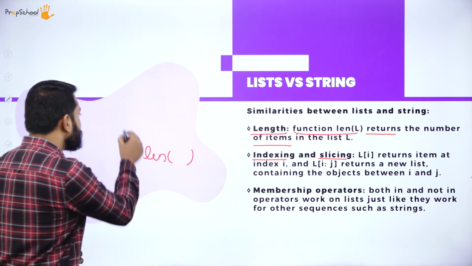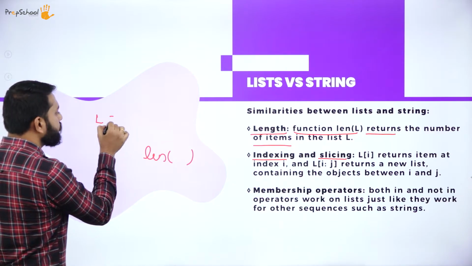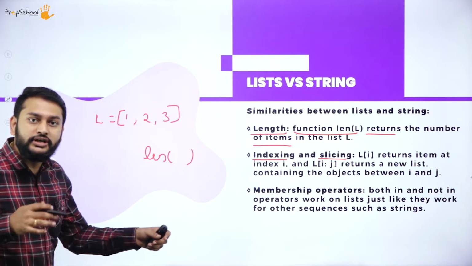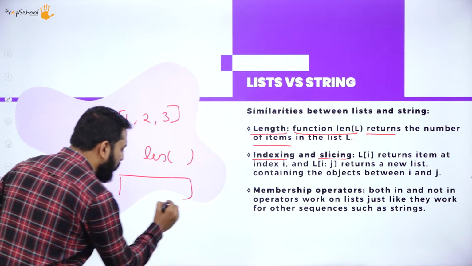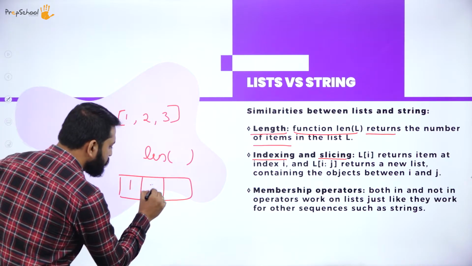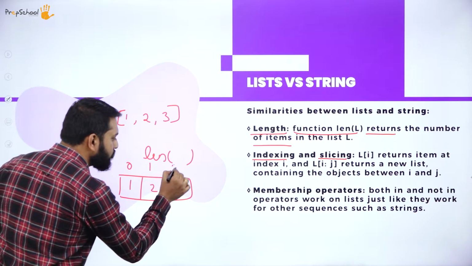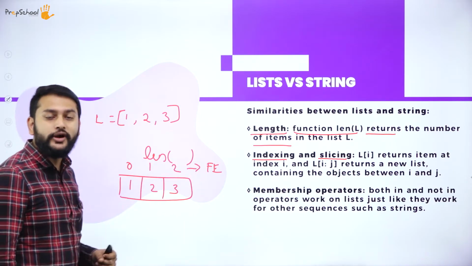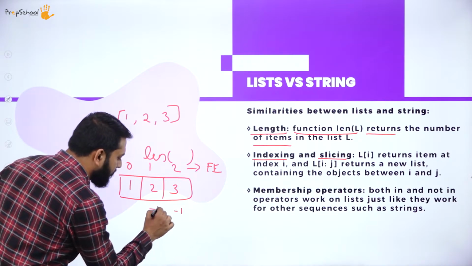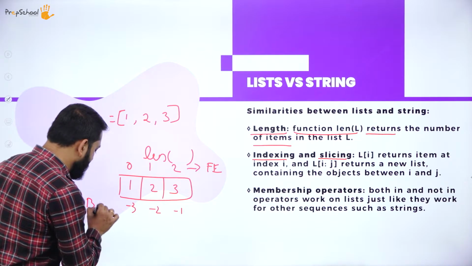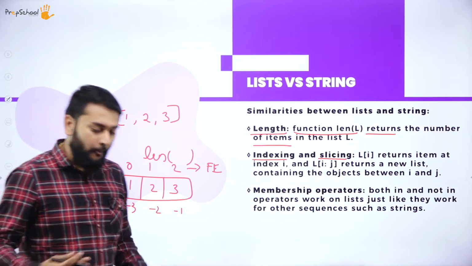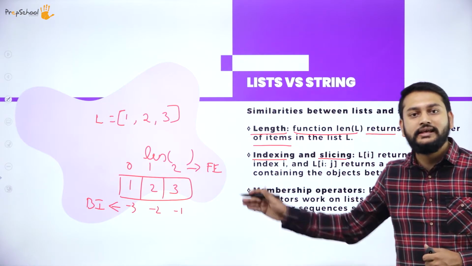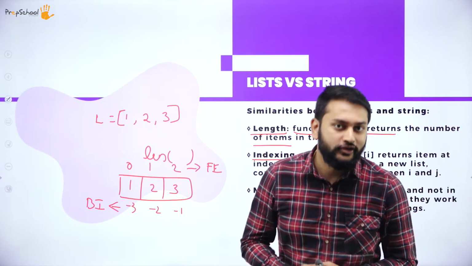Please understand, suppose I have a list like this. How exactly will it look in memory? This is how it looks: H, 1, 2, 3. The indexes are 0, 1, 2. This is what I call forward indexing. In the same way, if I have -1, -2, -3, this is what I call backward indexing. Both forward indexing and backward indexing work the same in the list as in the string.